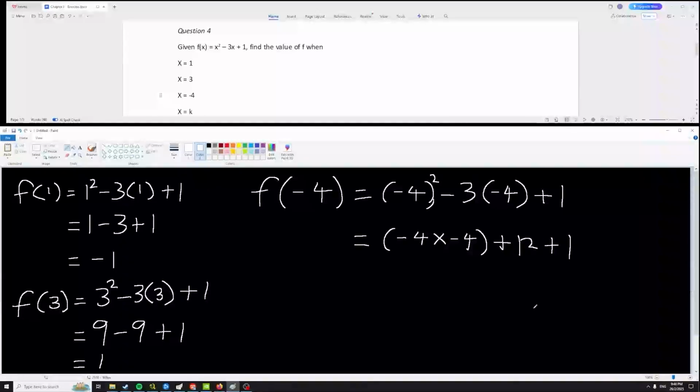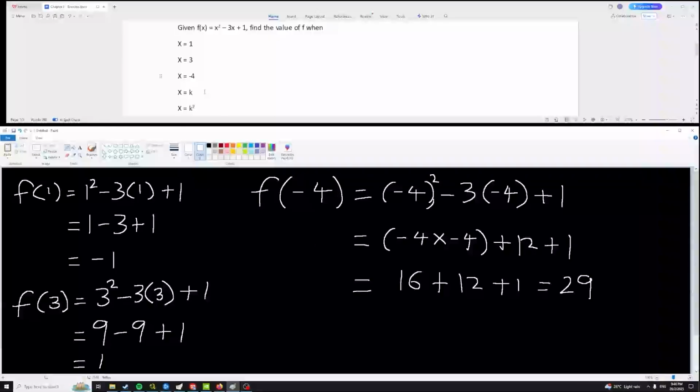Plus 1. So this one is a positive 16, negative, negative, positive 12, 28, plus 1, 29. Alright, it's that simple.